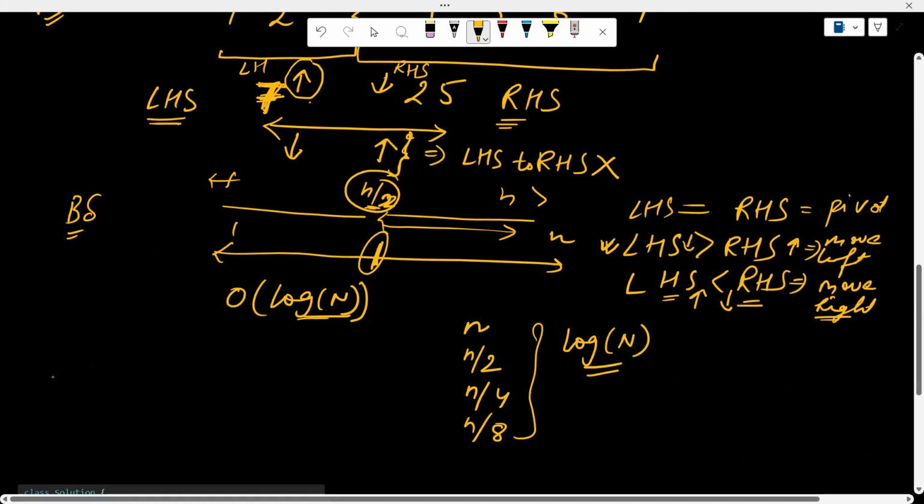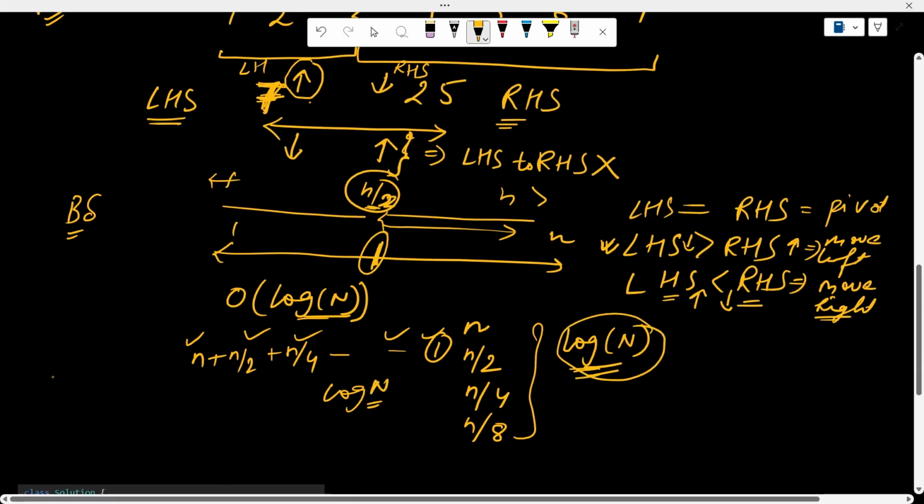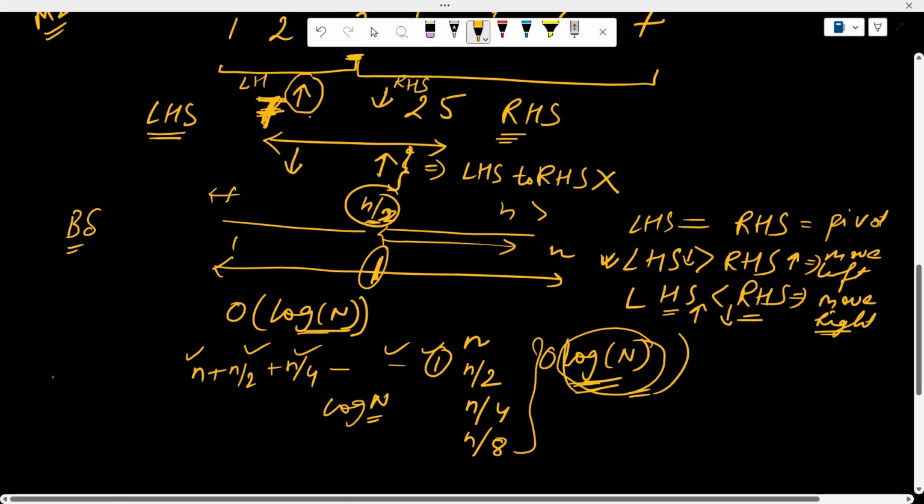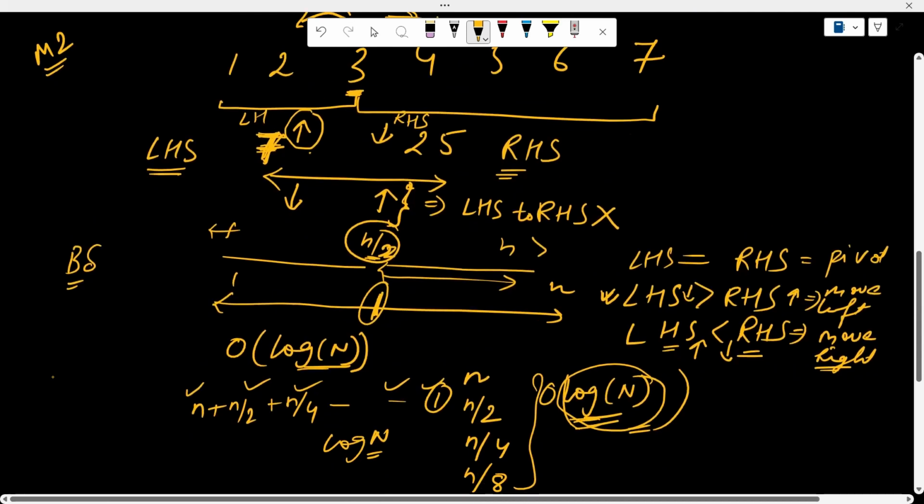So what is happening? If we do the summation of n by 2, n by 4 and so on, till we reach 1, the number of instances will be log of n. That's why the total time complexity of this solution will be big O of log of n. So we have definitely optimized the solution. Let's see the code of this method too.